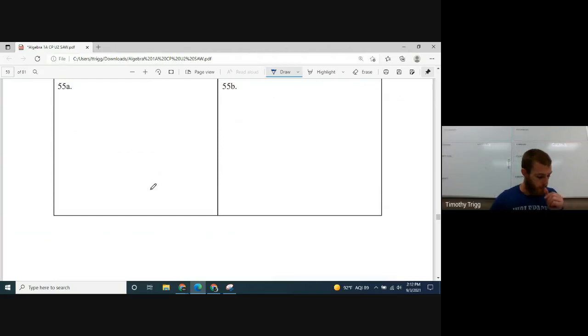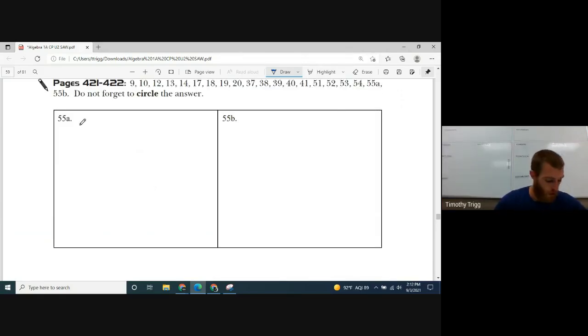Okay, question 55. Complete the pattern using powers of 5. So here we have 1 over 5 squared, and then 1 over 5 to the 1, then 1 over 5 to the 0, then 1 over 5 to the negative 1, and then 1 over 5 to the negative 2. Okay. And we're going to go ahead and simplify each of these. So this is going to be 1 over 5 squared. That's 25.